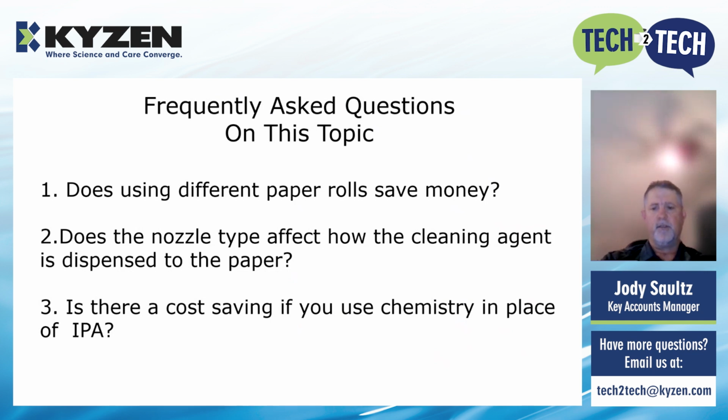And is there a cost savings if you use chemistry in place of IPA? Like I said, IPA is very cheap, but at the end of the day, it's very flammable. Using an engineered solvent, you're going to probably double, maybe even triple or quadruple the number of prints that you can do before having to wipe the underside of the stencil. So absolutely, there is a cost savings. I just urge you, take the time, set your machine up, and optimize it and save some money.